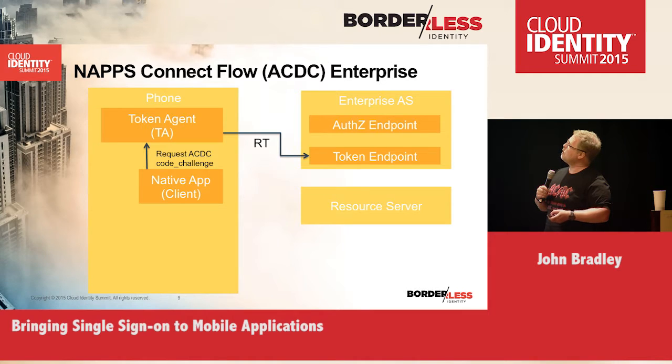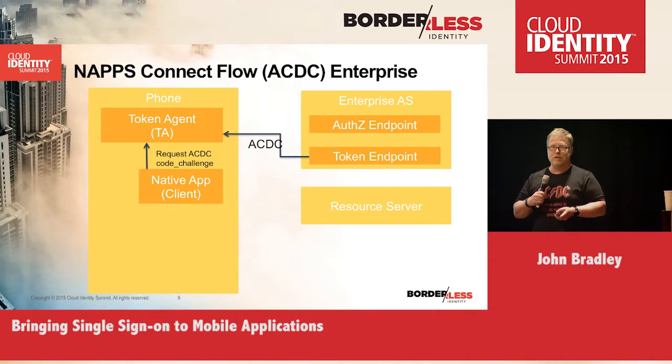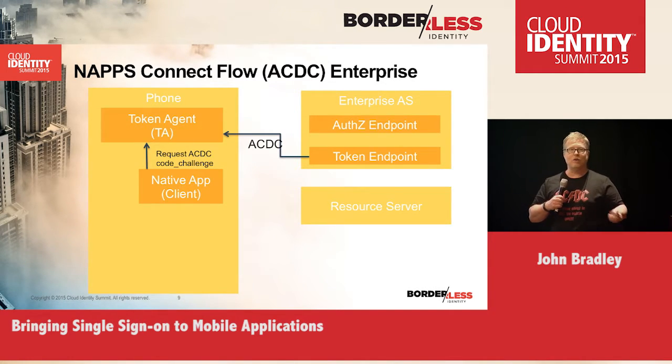So we get the refresh token. The refresh token is then used on another call because we had a native app that wanted client. It makes a call. There's a couple of extra parameters. There's an audience, which lets the token agent say to the AS who you want this ACDC token for.